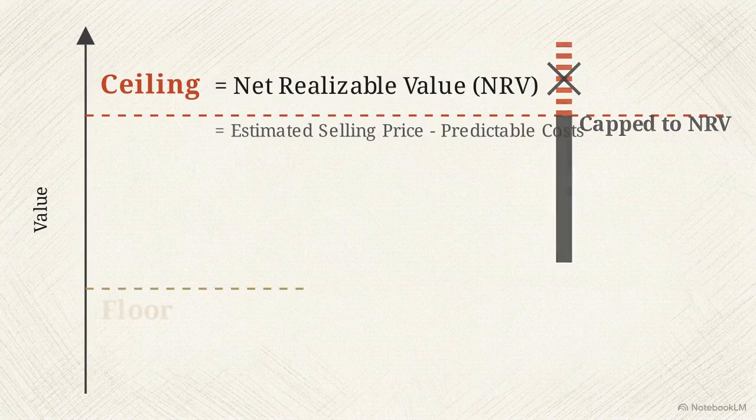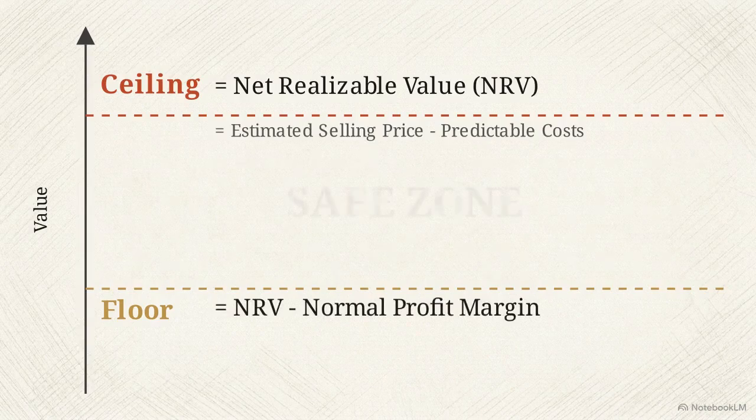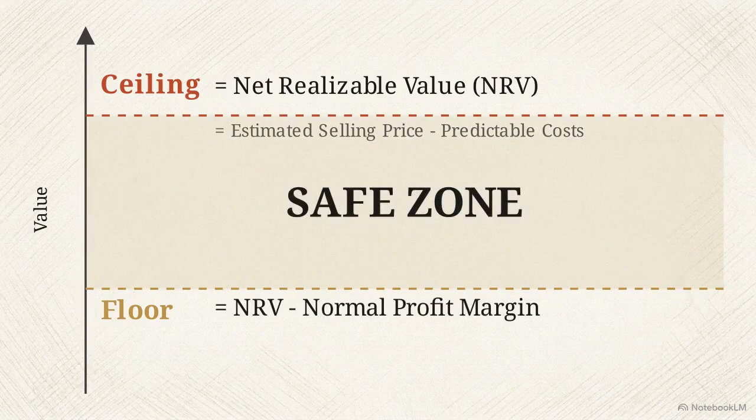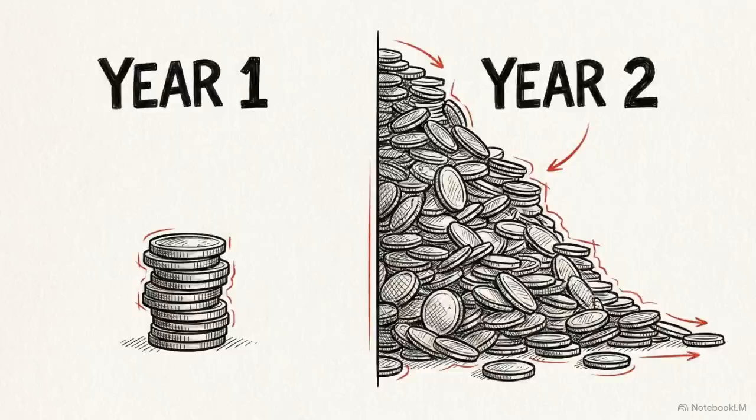GAAP also imposes a lower boundary, the floor. Market value cannot drop below net realizable value minus a normal profit margin. The floor serves a different purpose. It stops a company from recognizing an excessively large artificial loss in the current year, just to report massively inflated profit margins when the inventory finally sells next year.